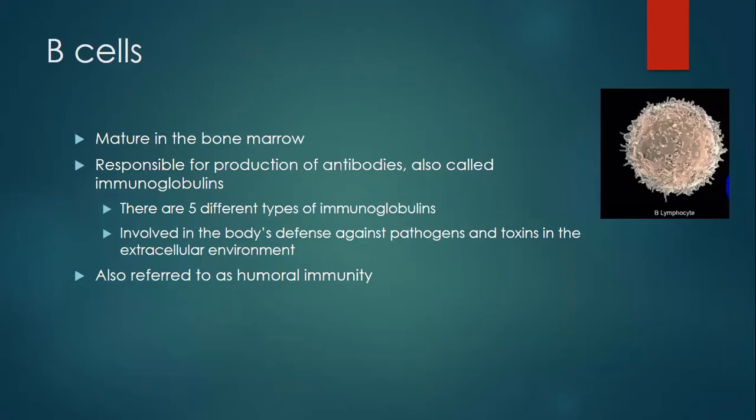B cells mature in the bone marrow itself. They are responsible for the production of antibodies. They're also called immunoglobulins. There's 5 different types of immunoglobulins. They're all involved in the body's defense against pathogens and toxins. And the key here is that they're involved in the extracellular environment. So antibodies don't help us for pathogens that are inside cells. B cell mediated immunity and antibodies are referred to as humoral immunity because the antibodies circulate through the blood.